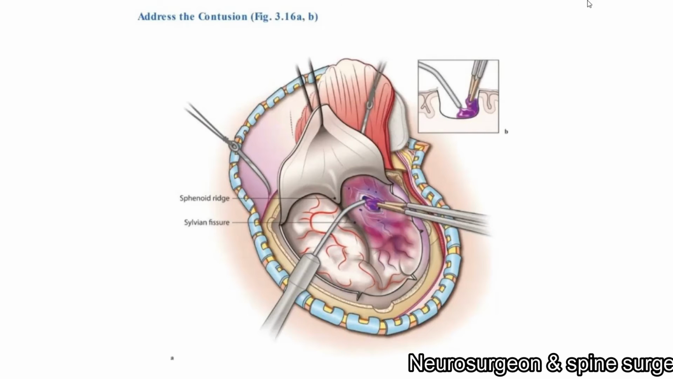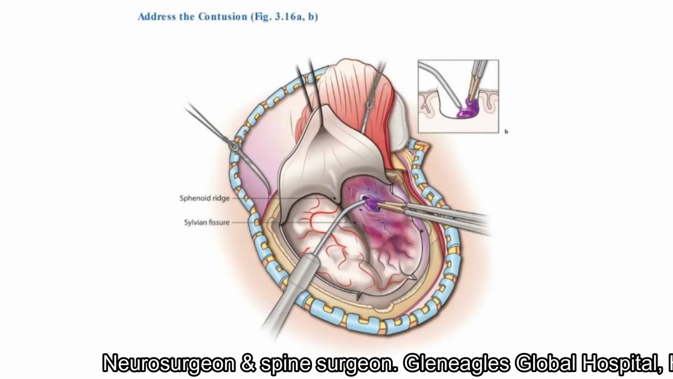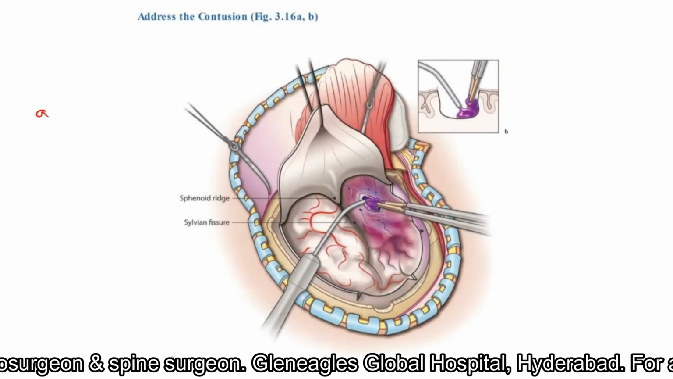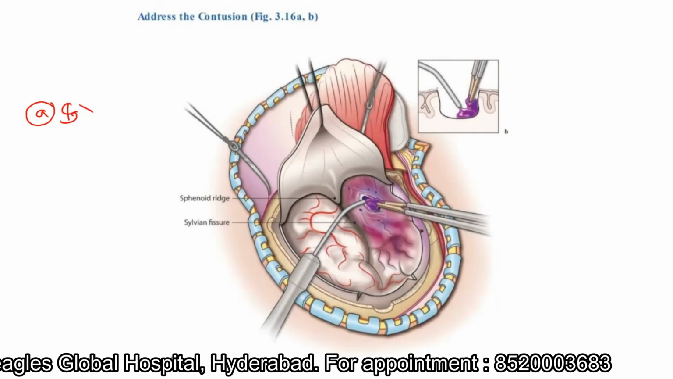So what are the steps for evacuation of the temporal contusion? First, identify the sylvian fissure. So step 1 is identify the sylvian fissure.